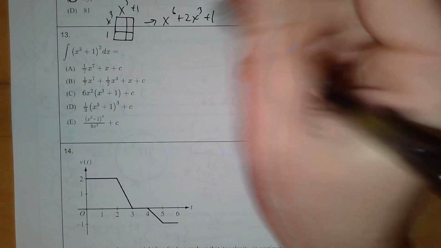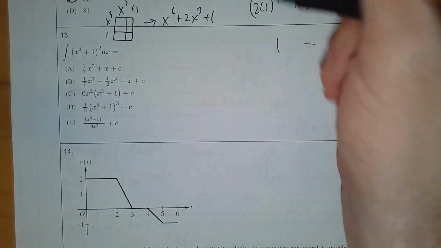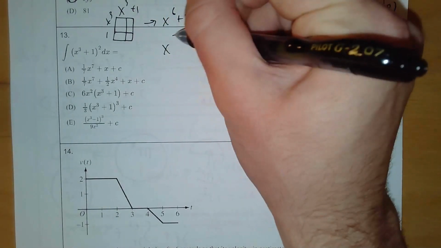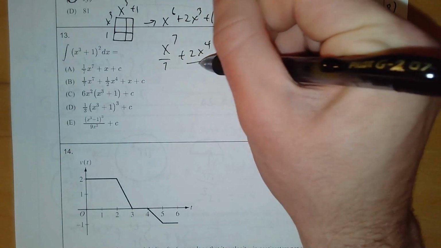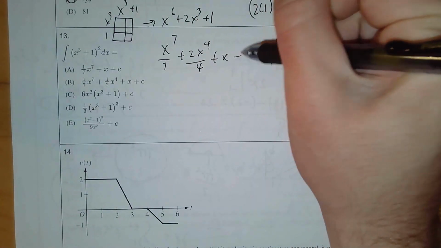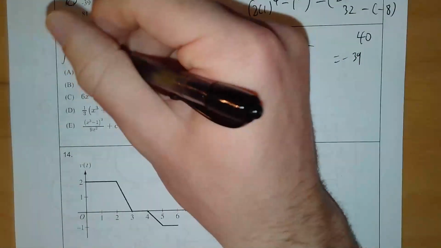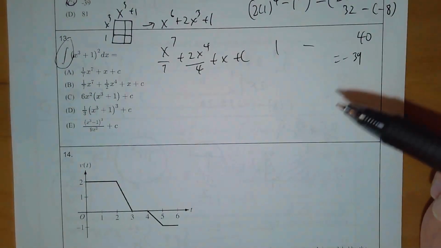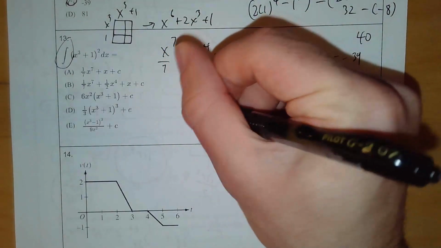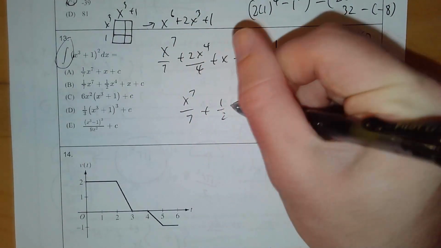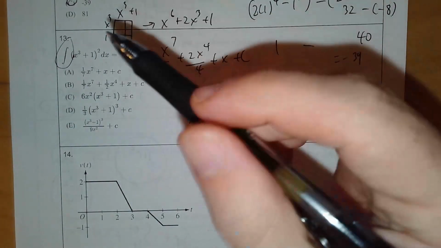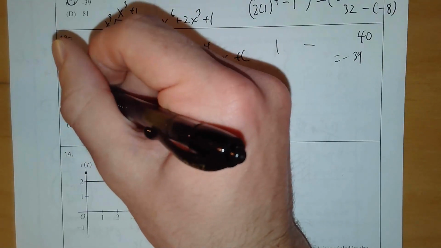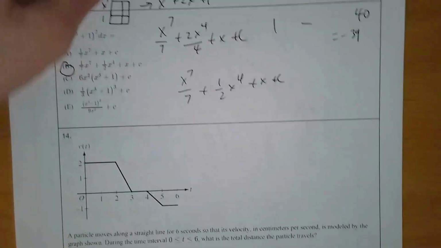Okay, so when you integrate that, you're going to get x to the 7th over 7 plus 2x to the 4th over 4 plus x plus c, because remember, it's an indefinite integral right here. And then that's just 1/2. So this is really just x to the 7th over 7 plus 1/2 x to the 4th plus x plus c. And I see that answer right here. B.